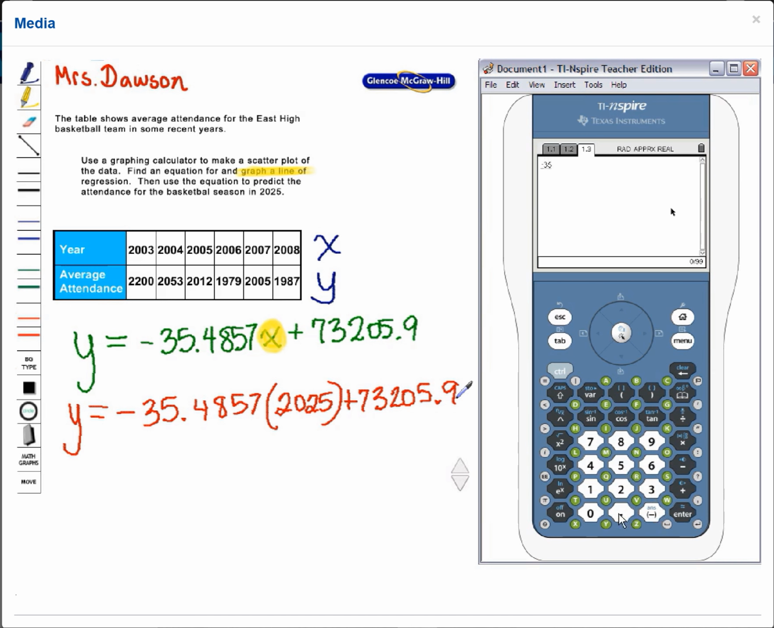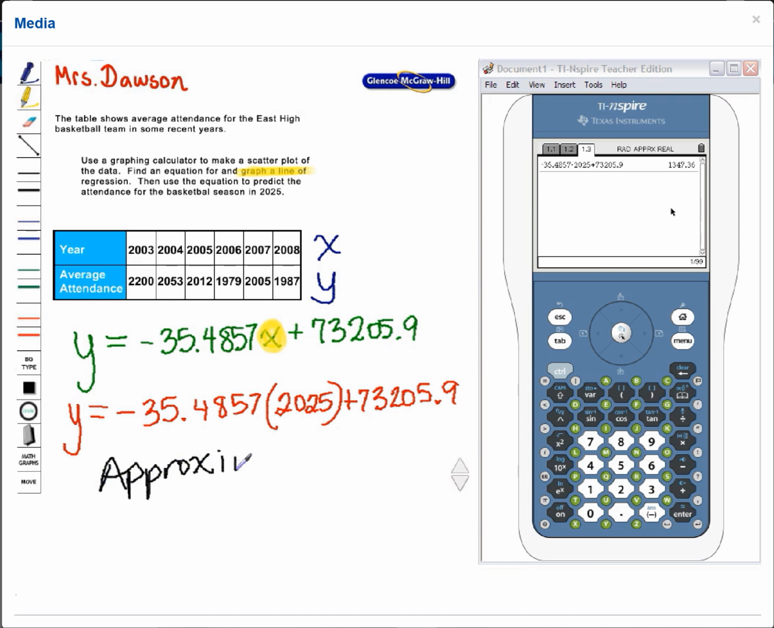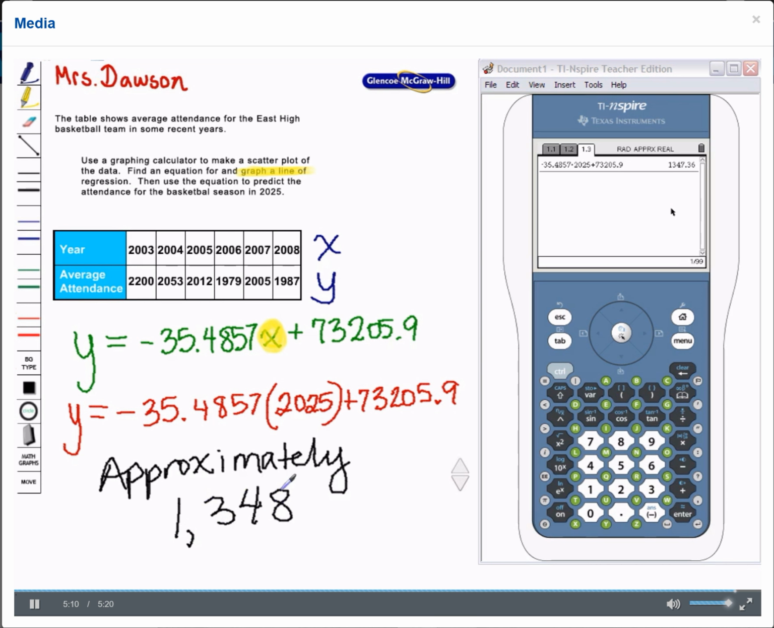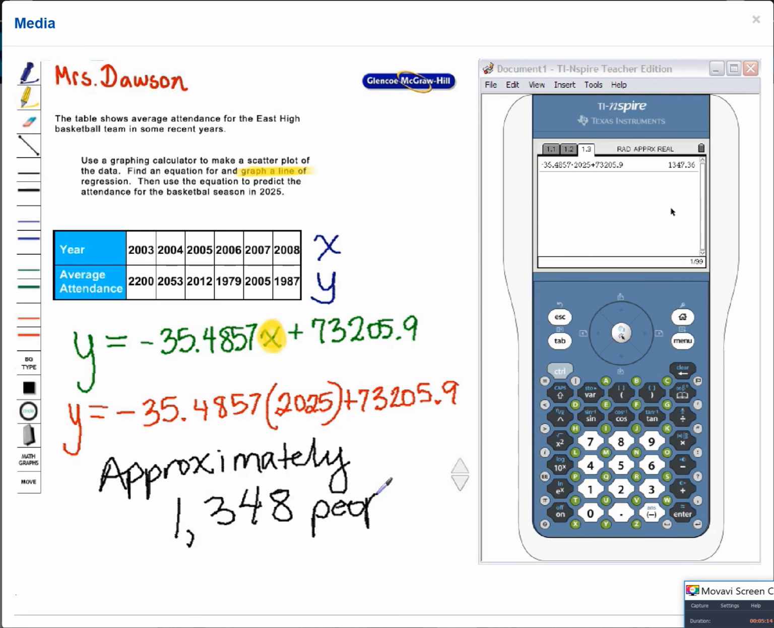So negative 35.4857 times 2025 plus 73,205.9. So according to our line of regression and the equation, there will be approximately 1,348 people for the average attendance in the year 2025.